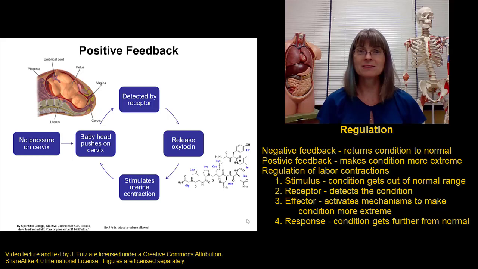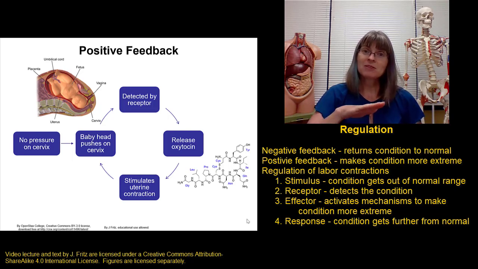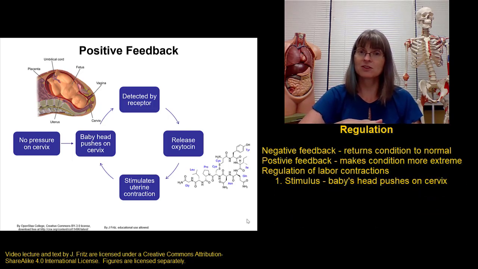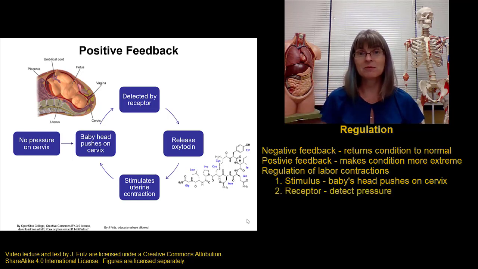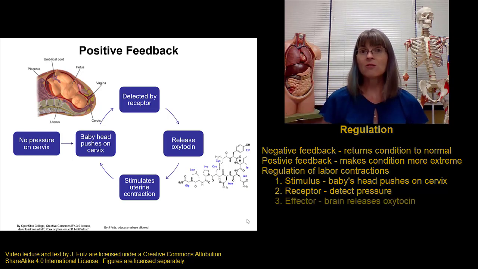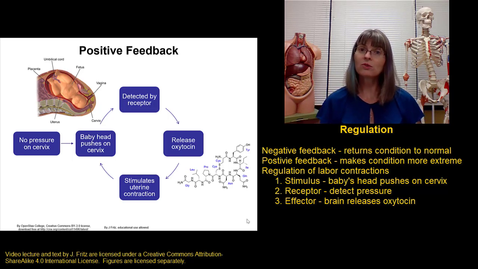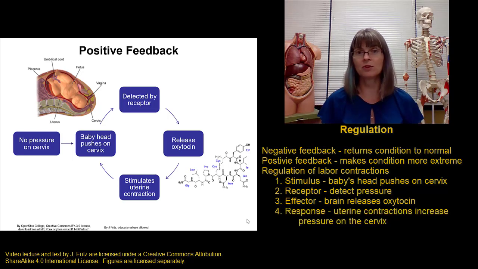One example is the process of labor. Under normal conditions, there's no pressure on the inside of a woman's cervix, and nothing happens. When a woman is pregnant and very near to giving birth, the baby's head is pushing very hard on the cervix, and the pressure of the baby's head on the cervix is detected by receptors that send a signal up to the brain that cause the release of the hormone oxytocin. Oxytocin goes to the uterus and stimulates uterine contractions.